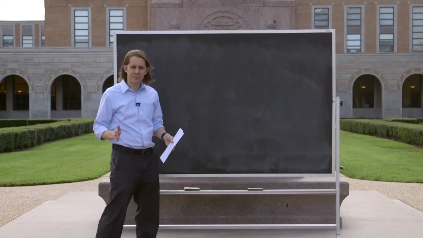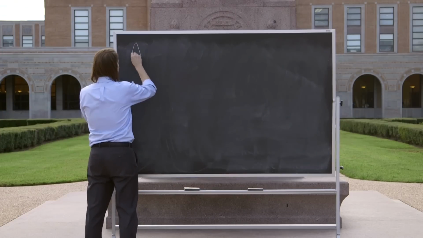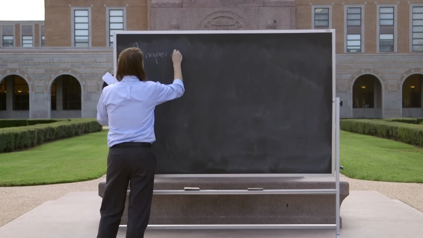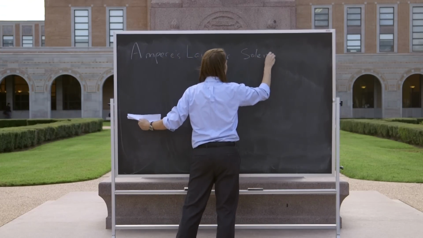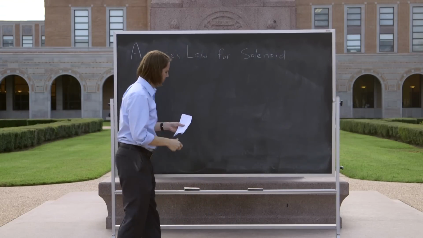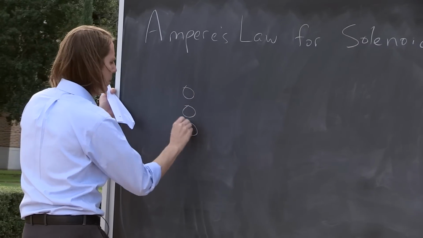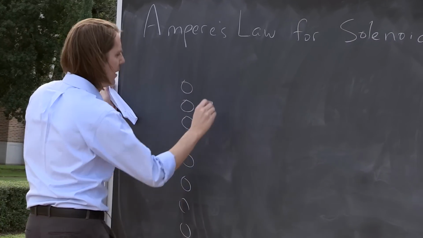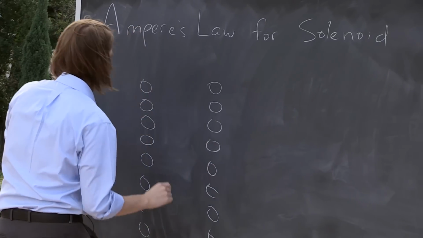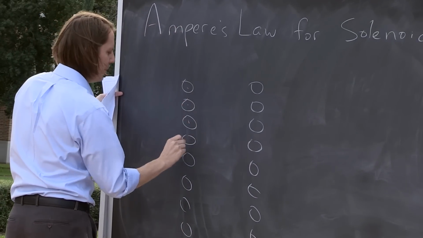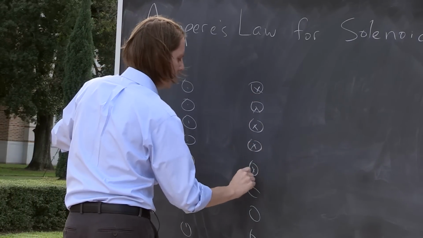So now that we have some appreciation for the solenoid and what its field looks like, let's do Ampere's law for the solenoid. Now, this solenoid, we need to give it some properties, so let me just draw it first. We have our loops, 8 of them, and we can have the wire come out on this side and in on this side.